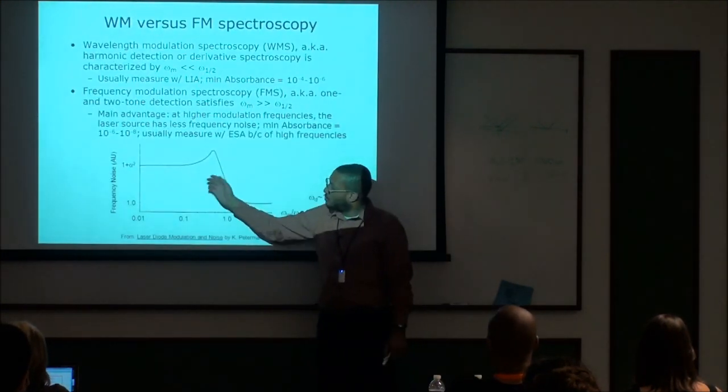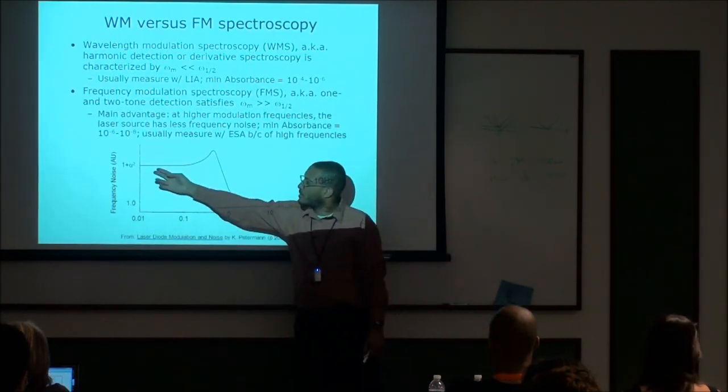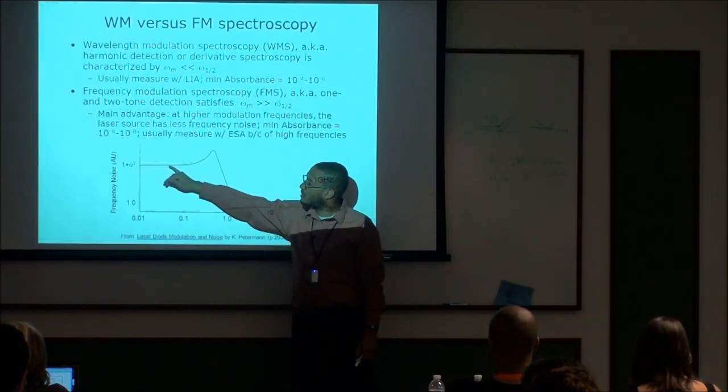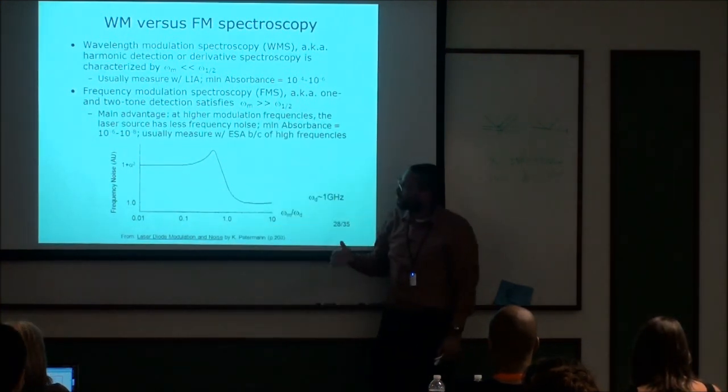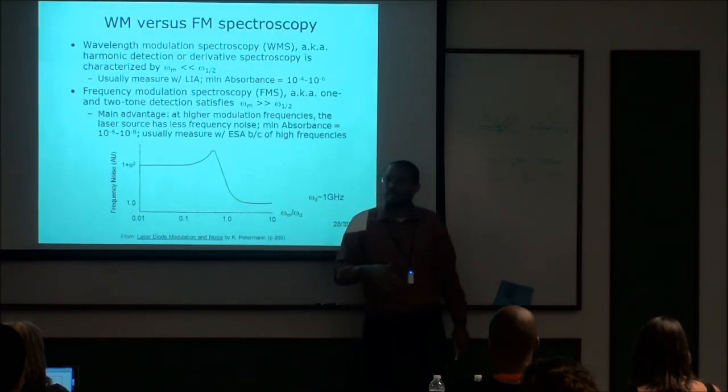There's this known plot, which is the frequency noise. Basically what it says is that if you operate at low frequency, the noise is bigger. If you modulate a laser back and forth in terms of its wavelength, the noise that you have is bigger if you modulate it back and forth at a kilohertz rate compared to if you modulate it back and forth at a gigahertz rate.